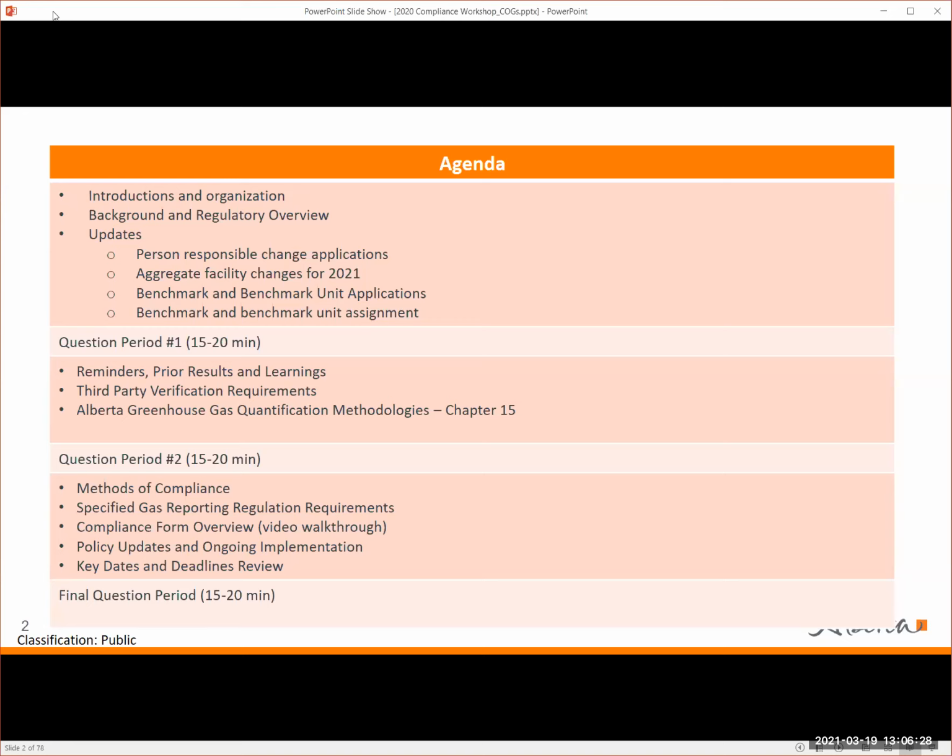We'll give an overview of the Specified Gas Reporting Regulation requirements. Then we have a brief video walkthrough, which we'll also be making available online, that covers the compliance form. Then we'll end things off with some policy updates and ongoing implementation updates for aggregate facilities. And then finally, a review of key dates and deadlines. And then we'll cap things off with a final question period at the end.